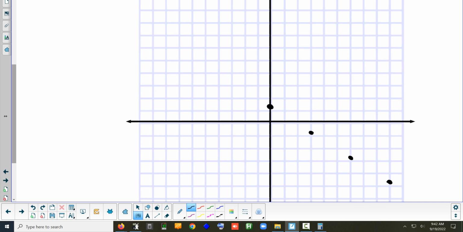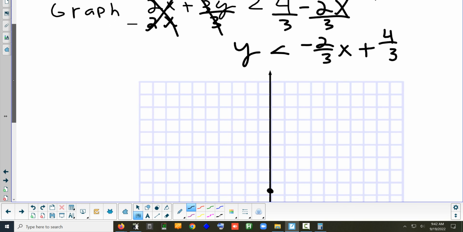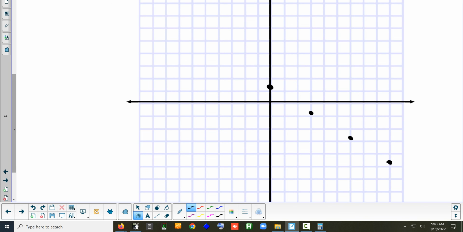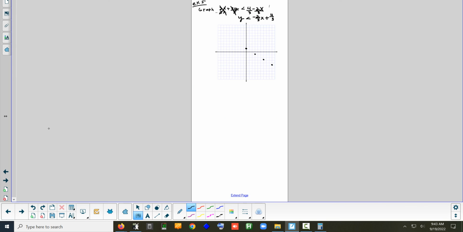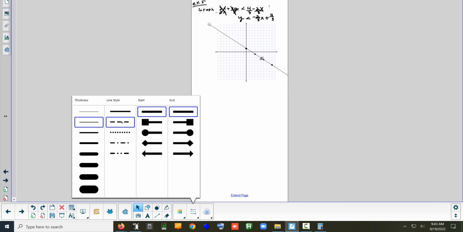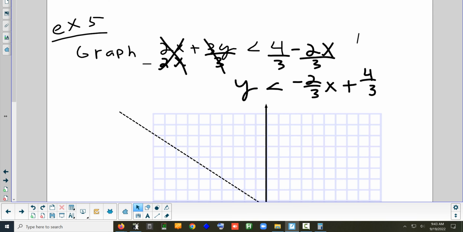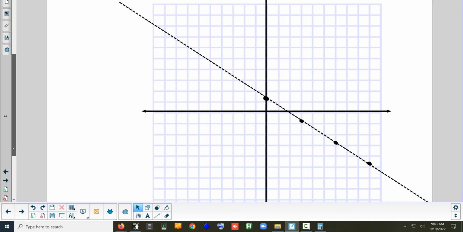There you go. And we said early on that this was supposed to be dotted. So draw a line through those points and just make it dotted. I'm just going to make it so I can see it on the screen for a second. Probably about like that. Put that line there. And make it dotted. I'll zoom in so you can see it. Alright, so I have a dotted line.